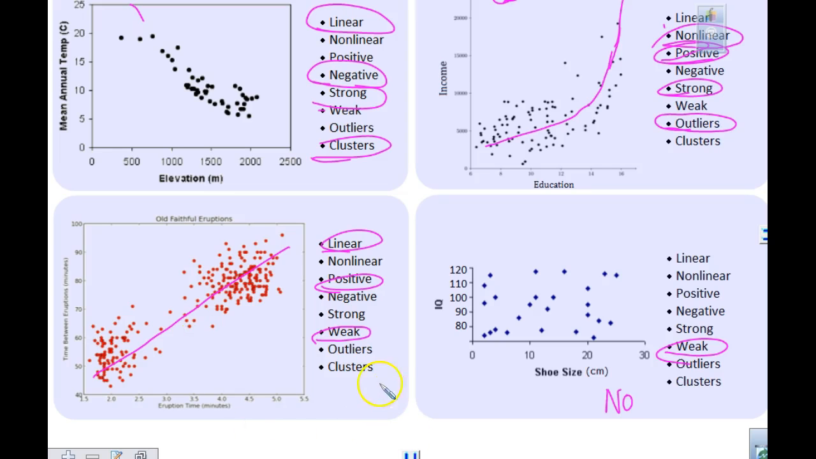And if we continue, do we have any outliers or clusters as we're looking at that? What do you think, Tristan? We have clusters. Definitely. Not really any outliers for this data. There's not any point down here or over here.